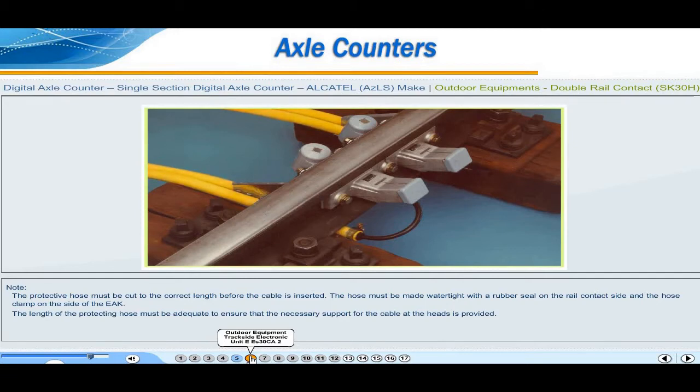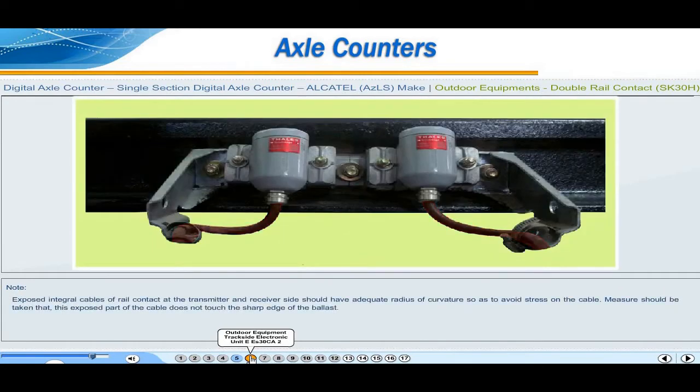The length of the protecting hose must be adequate to ensure that the necessary support for the cable at the heads is provided. Exposed integral cables of the rail contact at the transmitter and receiver side should have adequate radius of curvature so as to avoid stress on the cable. Measures should be taken that this exposed part of the cable does not touch the sharp edge of the ballast.